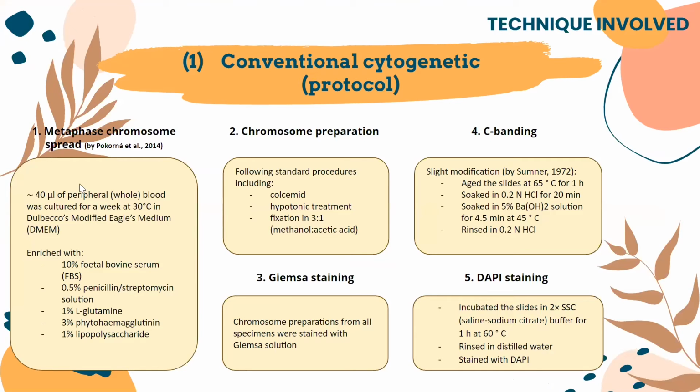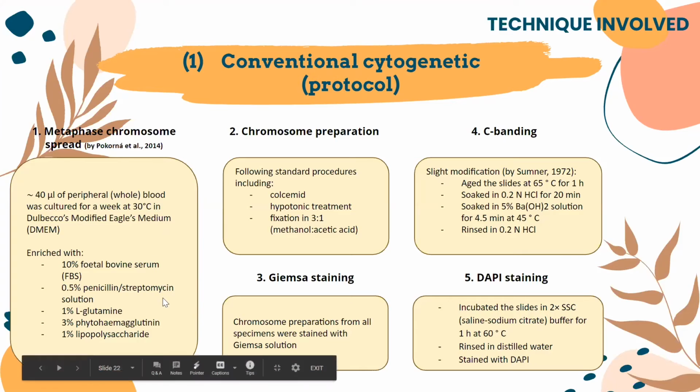So the first technique involved in this study we use is a conventional method. For the conventional cytogenetic protocol, firstly, we use the metaphase chromosome spread, which was prepared from the whole blood cell culture following the protocol by Pokorna. We take about 40 microliter of peripheral blood for culture for a week. And then we enrich with FBS, streptomycin solution, glutamine, phytohemagglutinin, and lipopolysaccharide.